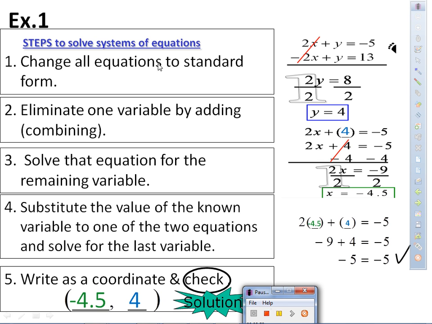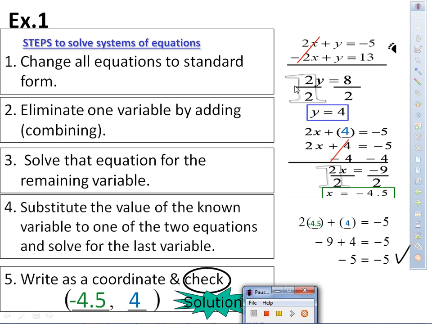Let's see. Did we change the standard form? Yes. Eliminate a variable? Yes. Solve for the remaining variable? Yes. Substitute that into one of the equations and solve? Yes. Write as a coordinate? Yes. Did we check? Yes. So that's the entire process. Very simple? Yes. Okay, so with that said, example number 2.